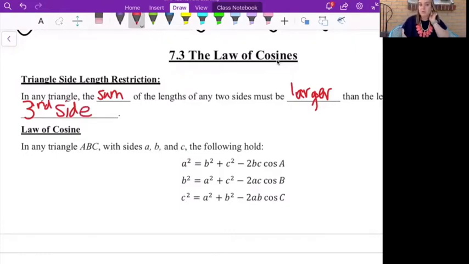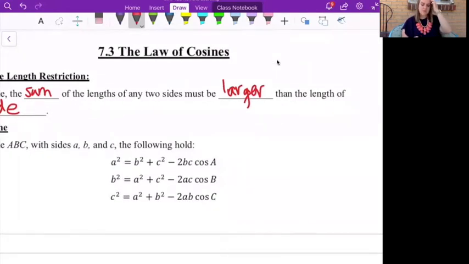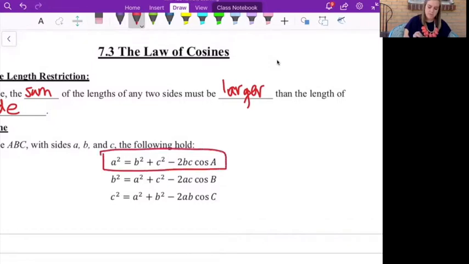Some of you may remember this from geometry, but we have listed here 3 different ones. Basically, you really only need to know one of them, as long as you know that the side that is over here has to be opposite the angle that you're taking the cosine of. And then the order of b and c doesn't matter. And even if you're given different sides and you're not looking for a, that's where these other 2 equations come from.